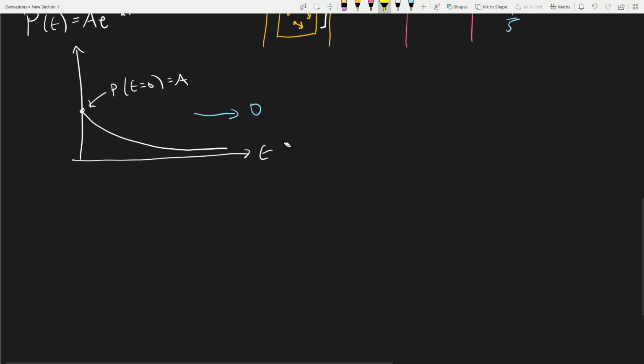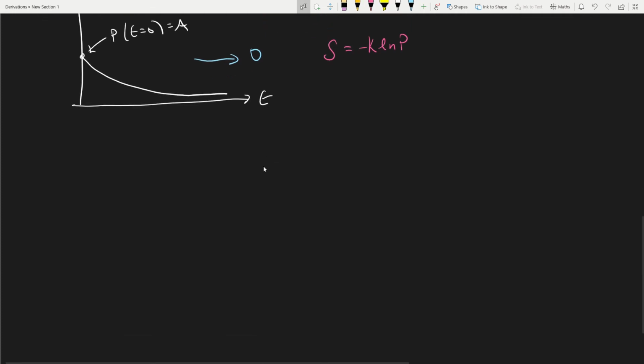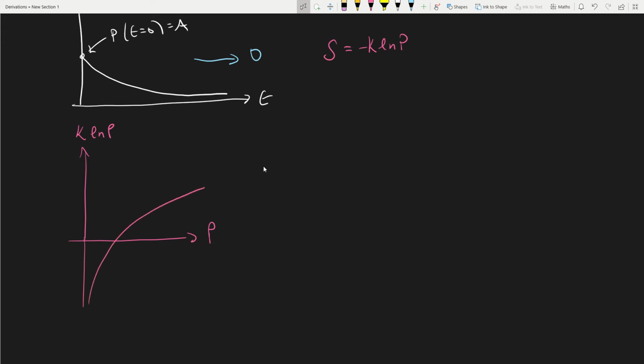Entropy, which we've already defined, let's rewrite the definition. S equals negative k ln p. Now this is a function of probability. So let's first graph, well, what's ln p, or k ln p? Entropy kind of does this sort of thing. I'll try to draw this. Now this is a monotonically increasing function, but here, this is 1. So at p equals 1, the function goes to 0.